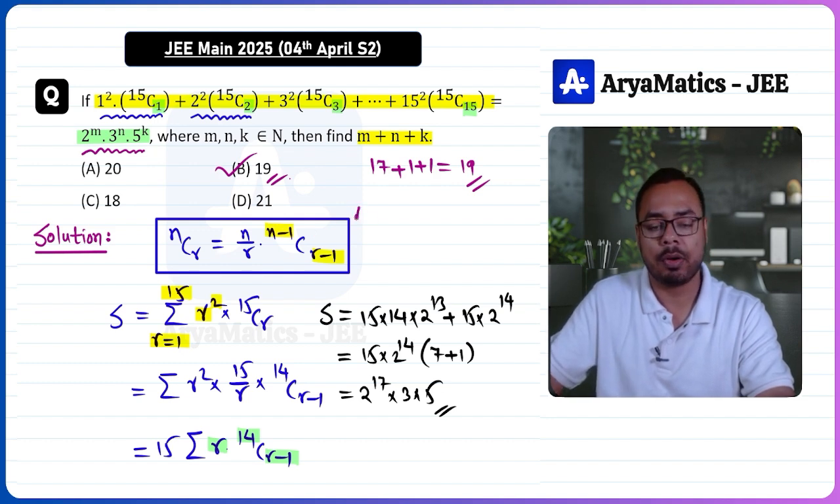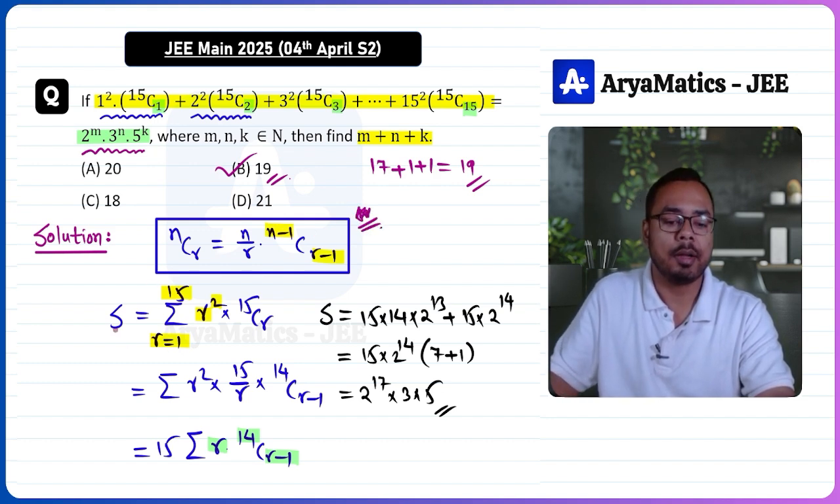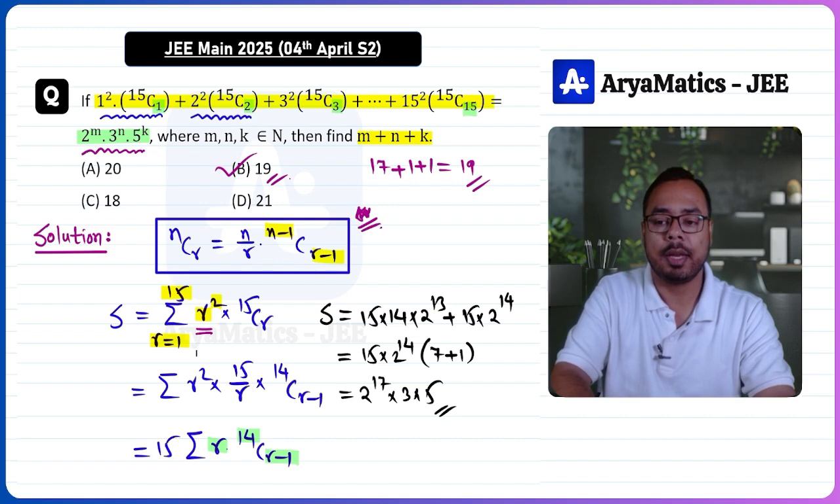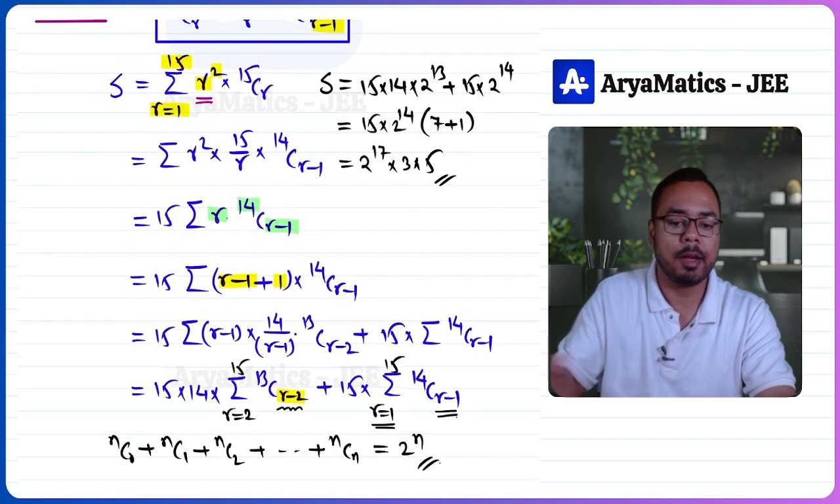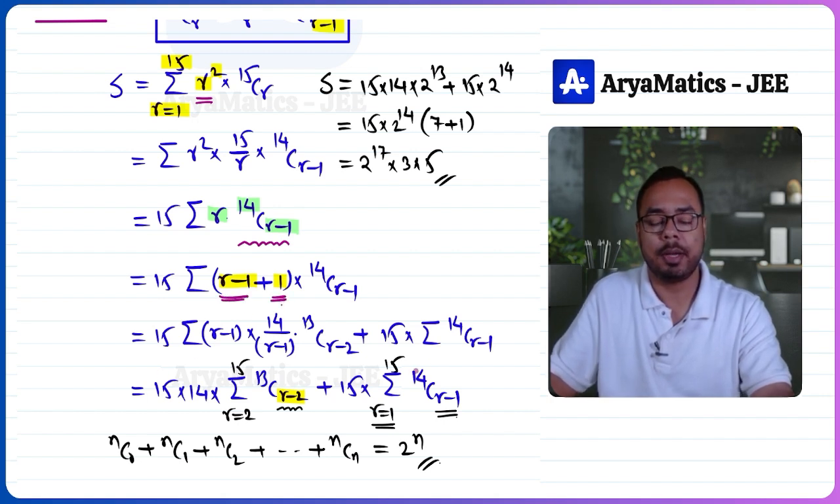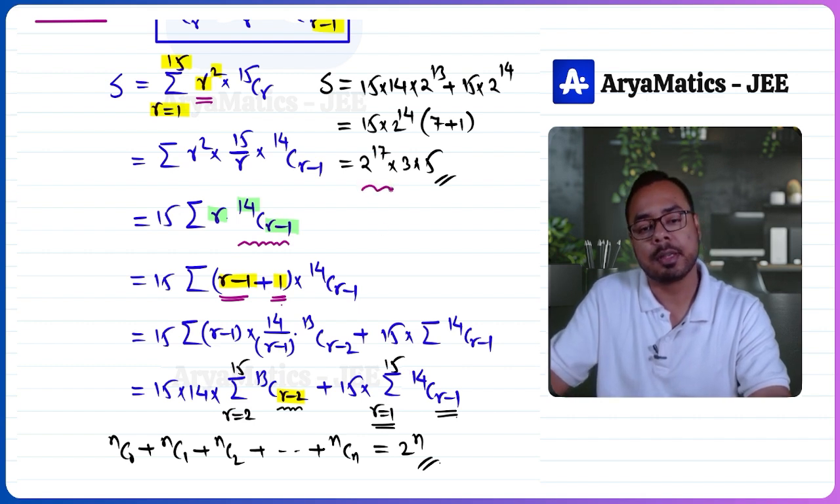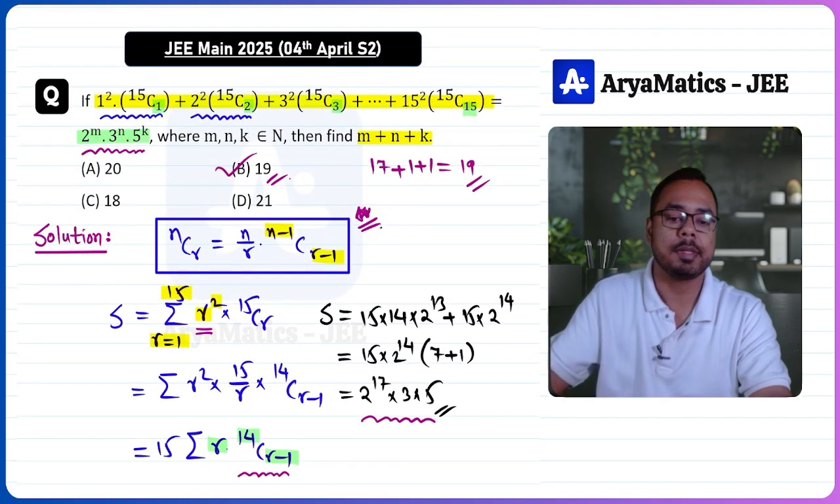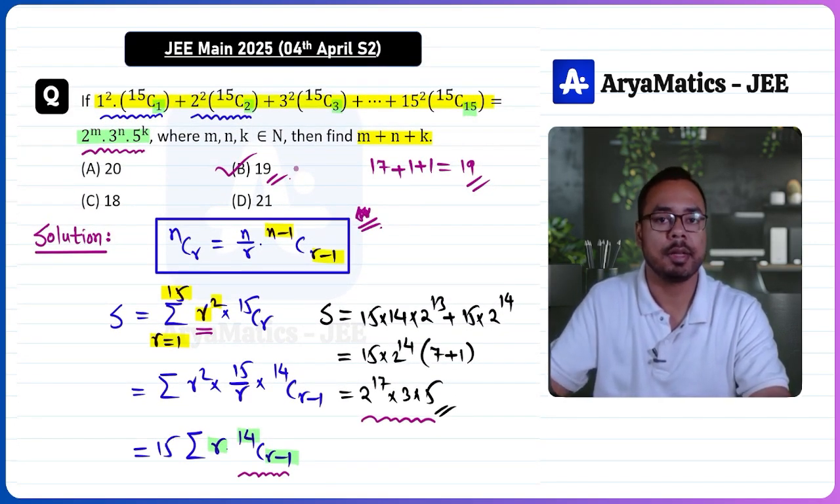These types of problems are not difficult. First you need to write using the sigma notation, and then we have to get rid of this r or r square. So first we have written 15Cr as 15 by r, when r will cancel, and in the next step you will get r minus 1, because here we have 14Cr minus 1. If we apply the same formula, we'll create r minus 1 here, and that means we need to write r minus 1 plus 1, and now again separate and create two summations. Finally, the sum was 2 raised to 17 into 3 into 5, and therefore m plus n plus k will be 19, and that is the correct answer for this problem.